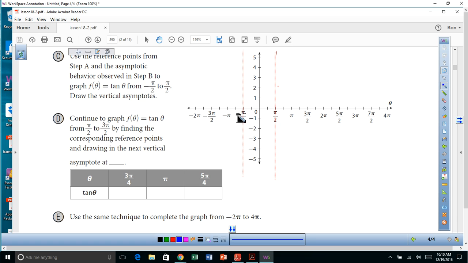Draw the vertical asymptote. We did. Continue to graph f of theta equals tangent theta from pi over 2 to, well, let's see. What did we miss? The little table that we did. We had at pi over 4, it was 1. At 0, it was 0. And at negative pi over 4, it was negative 1. So that's right there. Let's draw that in.